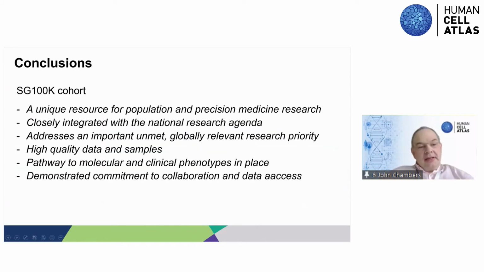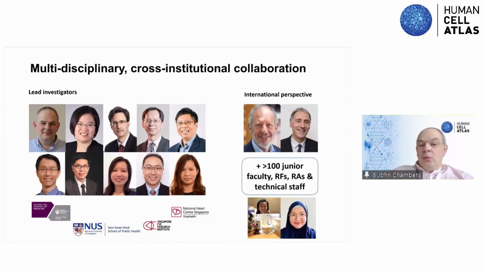So this is a summary. We've put together a unique resource for population precision medicine research. We're closely aligned to the national research agenda. We're filling in a really important, globally unmet need for research for Asian populations. We've got high quality data and samples, and we've got strong pathways to molecular and clinical phenotypes in place. And we've got a strong commitment to collaboration and partnership.